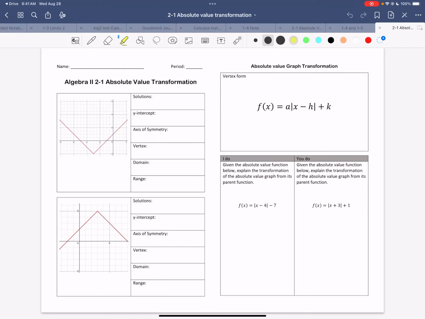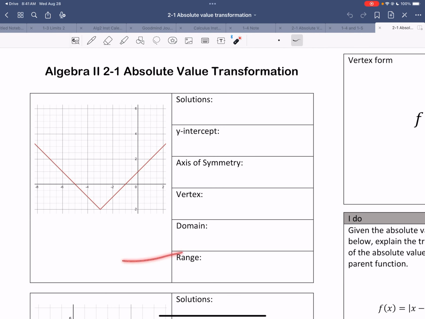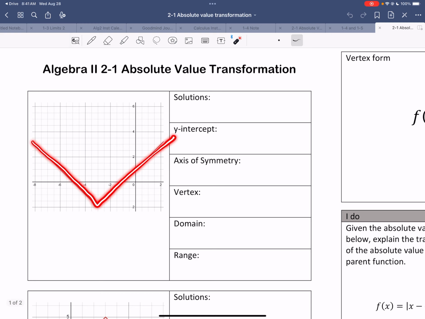And this time I will go over this transformational graph for absolute value. But before we actually go over this transformation, I want to go over some analysis part here. So let's do this. We have an absolute value graph here that is given to you. And now I want you guys to find the solution.